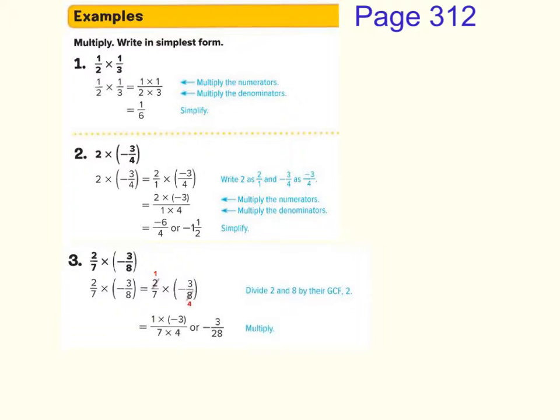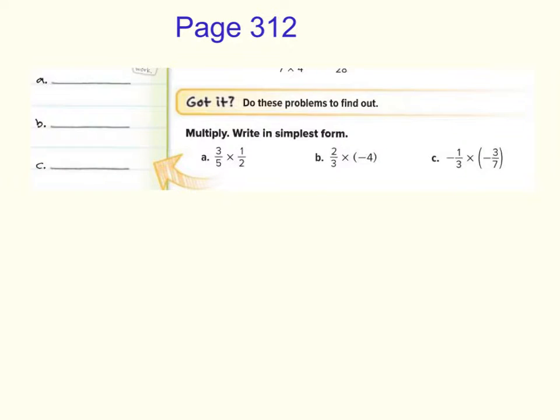Examples 1, 2, and 3 are right there in your book. The first problem, you have two positive numbers, and the answer ends up being positive. In example 2, you are multiplying a whole number and a fraction that is negative. So since the whole number is positive, your answer is going to be negative, okay? And then remember to turn the 2 into an improper fraction by putting it as 2 over 1. Number 3, you have two fractions. One is negative, so your answer is therefore going to be negative. Let's get started.